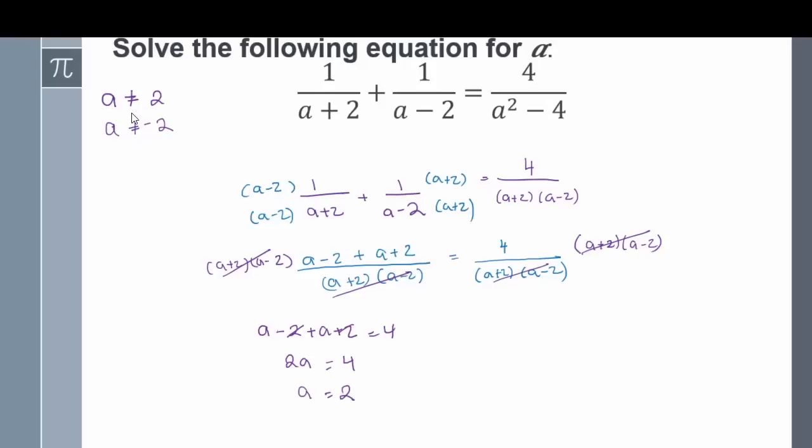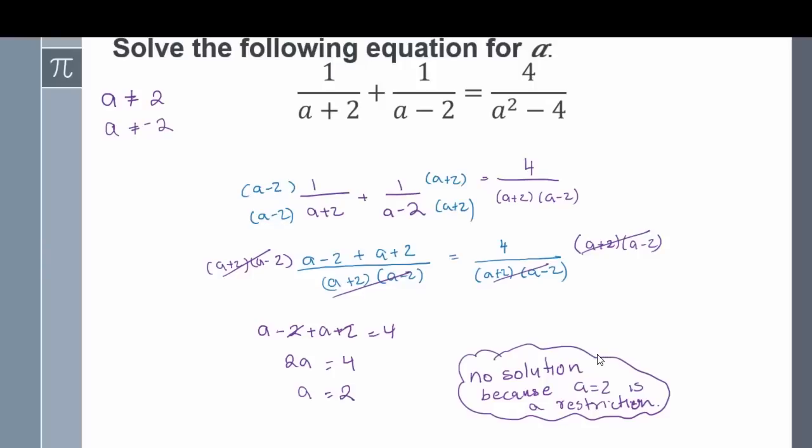But notice that we just said that a cannot equal 2, because if we put 2 in this equation over here, we're going to end up with 2 minus 2, which is 0, and makes this rational expression invalid. In this case, because a is not allowed to equal 2, we have no solution because a is not allowed to equal 2.